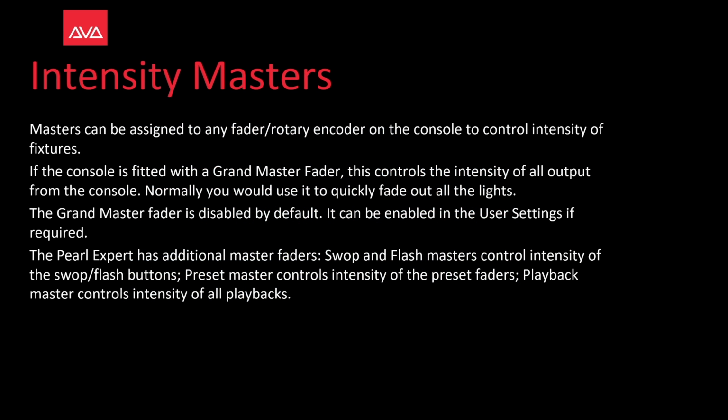In this video we're talking about intensity masters. Masters can be assigned to any fader or rotary encoder on the console to control the intensity of the fixtures. If the console is fitted with a Grandmaster fader, this controls the intensity of all output from the console. Normally we'd use it to quickly fade out all of the lights. The Grandmaster fader is disabled by default, and it can be enabled in the user settings if required.